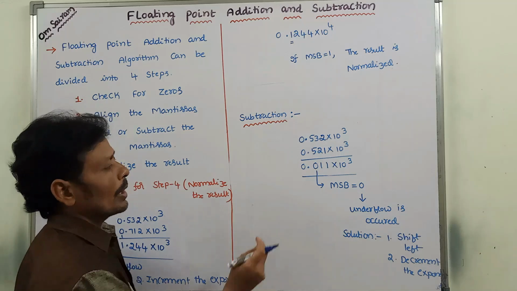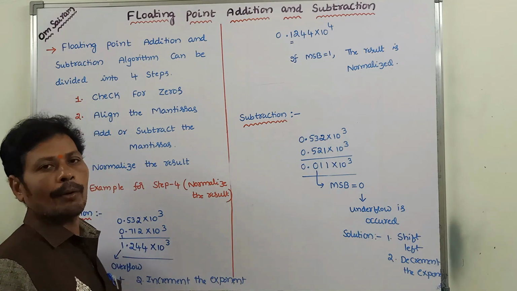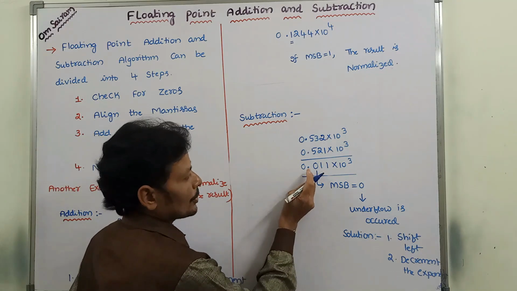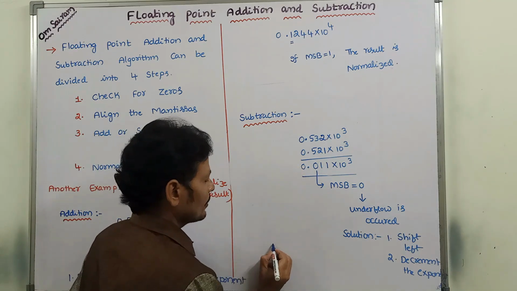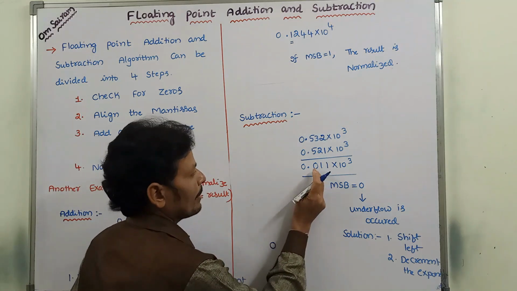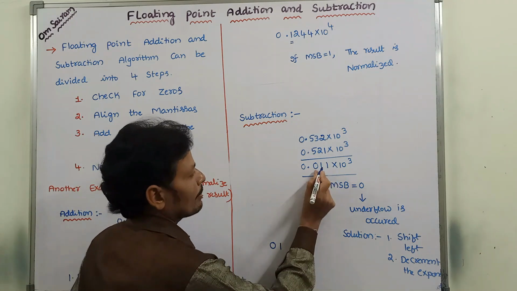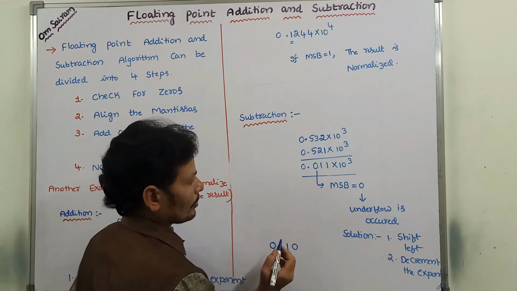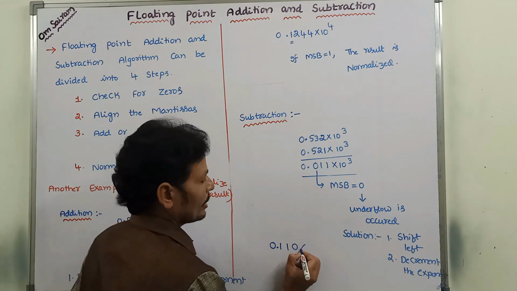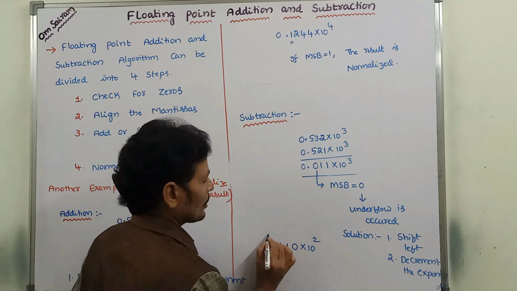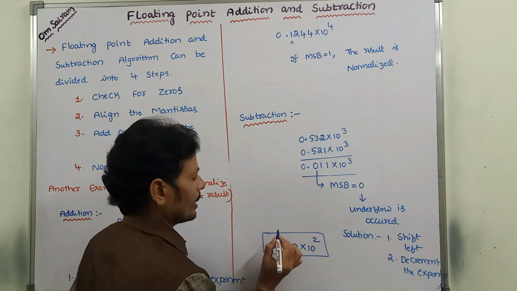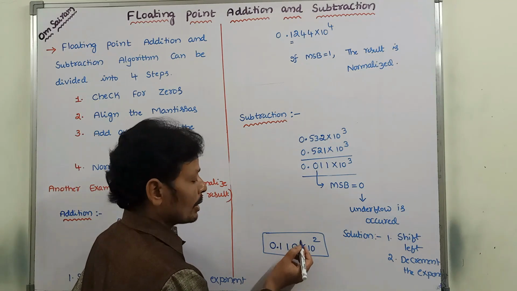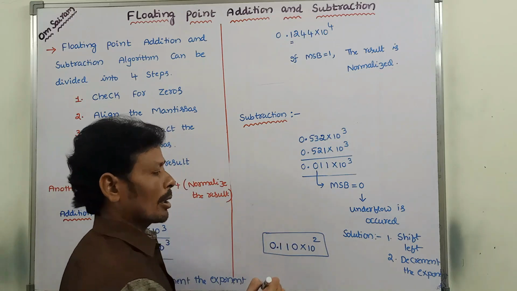Okay. Now we have to perform the shift left operation. By performing the shift left operation, this bit is shifted to this one. This bit is shifted to this one. This bit is shifted to this one. And this bit is vacant. Now we are getting this into 10 power 2. So this is the result we are getting. The MSB bit value is 1, so we can say that the result is normalized.